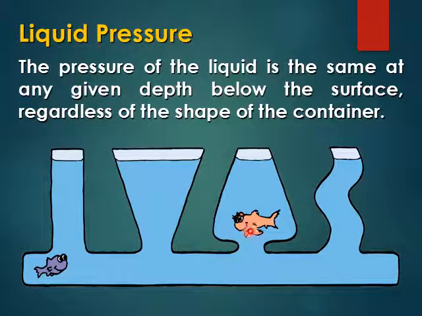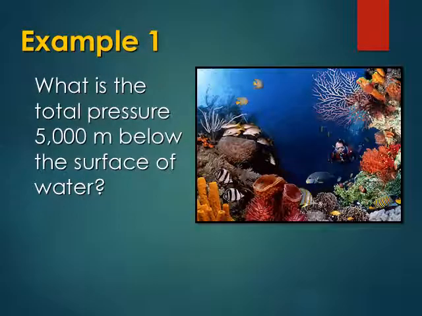So, therefore, the liquid pressure experienced by this fish here on this side is also equal to the same liquid pressure experienced by this fish here, because again, their water level is the same. The liquid pressure will only differ if one has a higher or lower water level. Now, let's have an example.